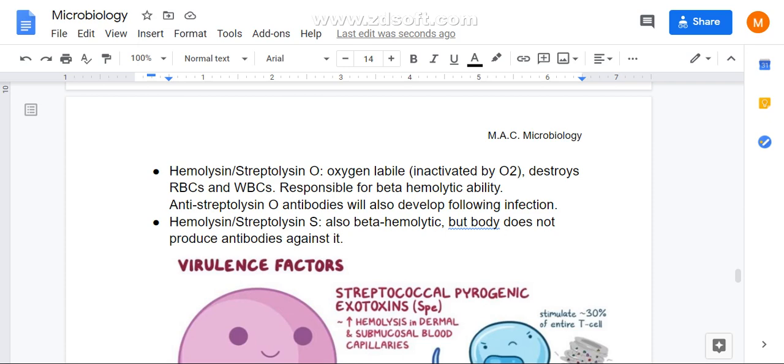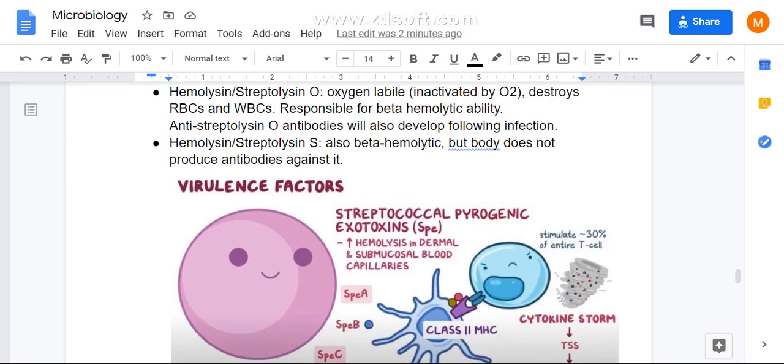Something also to note: your immune cells will develop anti-streptolysin antibodies after infection. So this can be a marker you can use to test if a patient had a strep pyogenes infection prior. You also have streptolysin S, which is basically the same thing as streptolysin O. The only difference is that the body cannot produce antibodies against streptolysin S, only against O.